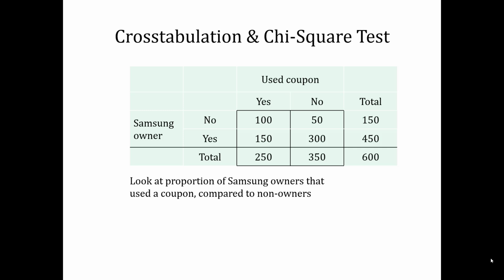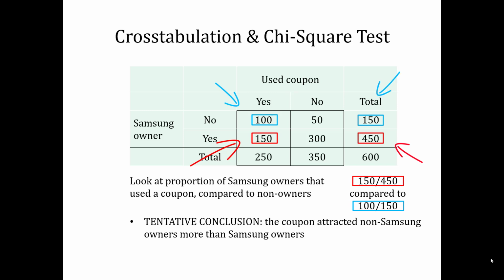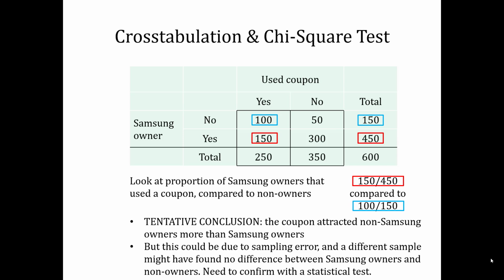To understand what the data mean, we looked at the proportion of Samsung owners that use the coupon compared to non-owners. We found that 150 out of 450 owners used the coupon compared to 100 out of 150 non-owners. So our tentative conclusion at the time was that the coupon attracted non-Samsung owners more than Samsung owners. But this could have been due to sampling error, and a different sample might have found no difference between owners and non-owners. So we need to conduct a statistical test to determine if this result is significant.